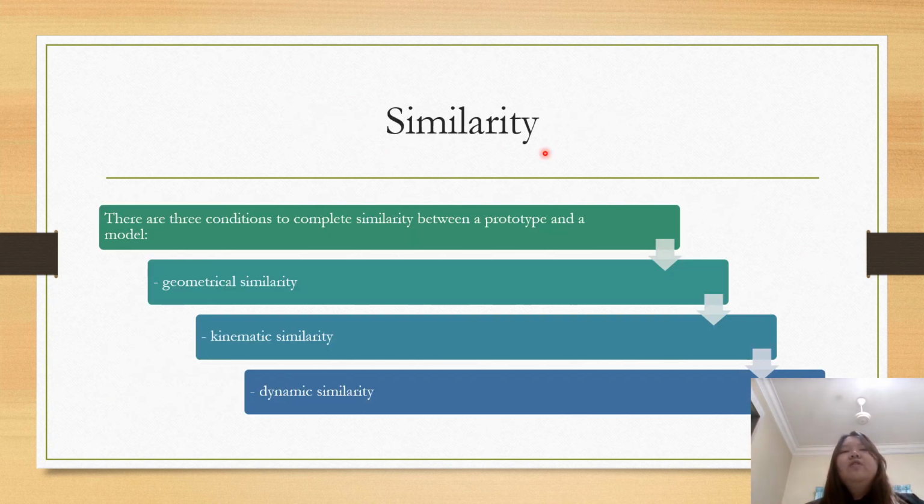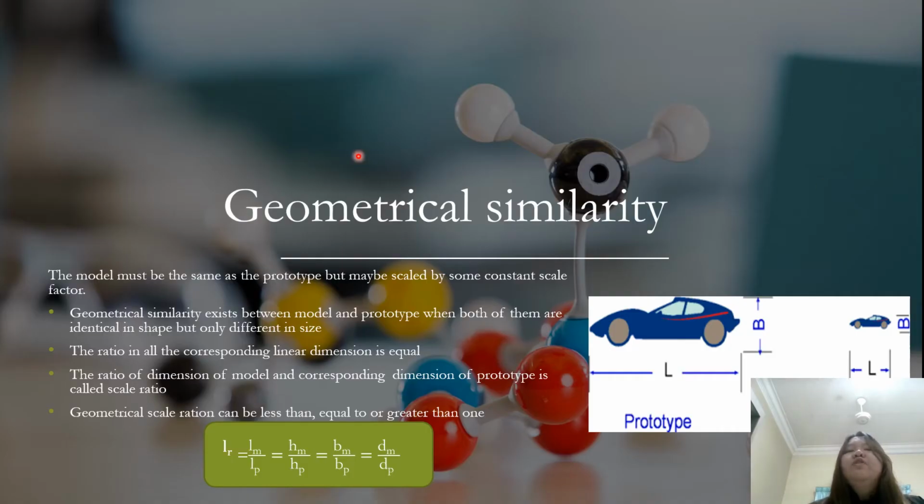So for similarity, there are three conditions for complete similarity between a prototype and a model. So the first one is geometrical similarity, the second one is kinematic similarity, and the last one is dynamic similarity. So for the geometrical similarity, the model must be the same as the prototype but maybe scaled by some constant scale factor. So as you can see from this picture, the prototype is much bigger than the model, right?